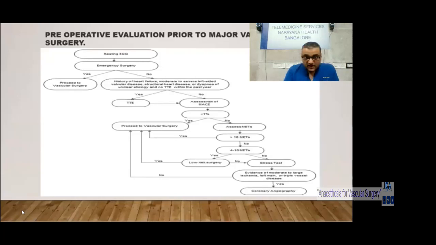If these things are not there, then the assessment of the MACE is required. If the MACE is less than 1%, we can proceed with the vascular surgery. If not, then we have to assess the METS. If METS are greater than 10, then we can proceed with the vascular surgery. If METS are between 4 and 10, then we can go ahead with the low-risk surgery. Otherwise, we have to do a stress test. If the stress test shows evidence of moderate to large ischemia, or left main or triple vessel disease, then a coronary angiography is required.